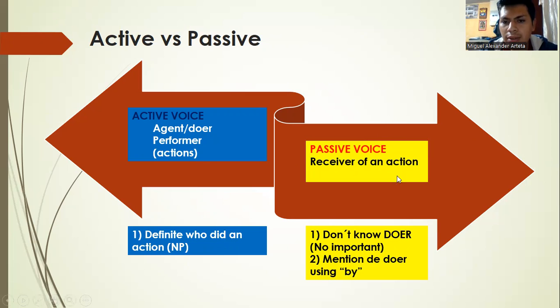But in the passive voice, we use this when we don't know who is the doer of the action, or maybe it's not important because it's implicit who is the doer. On the other hand, we can mention the doer in the passive voice using a prepositional phrase with by, followed by the doer, that is another subject.